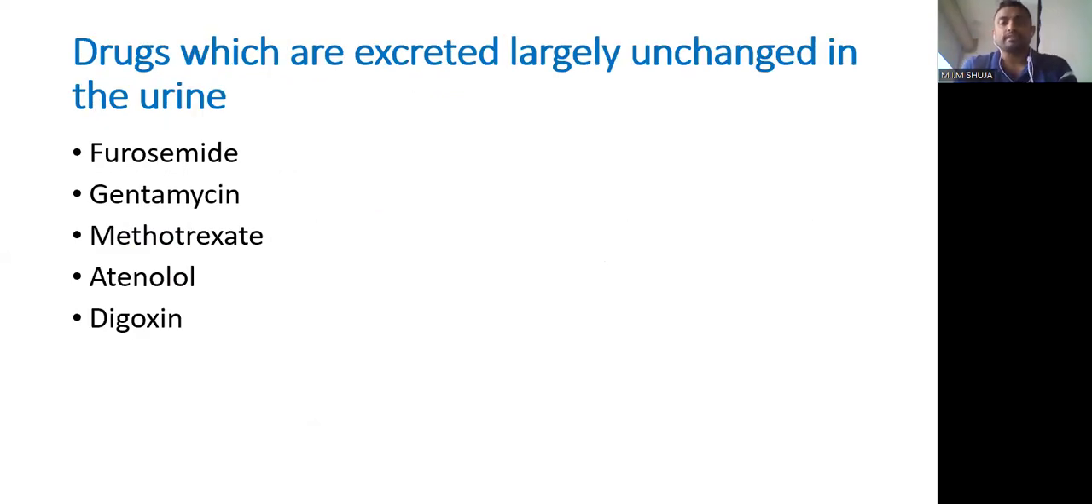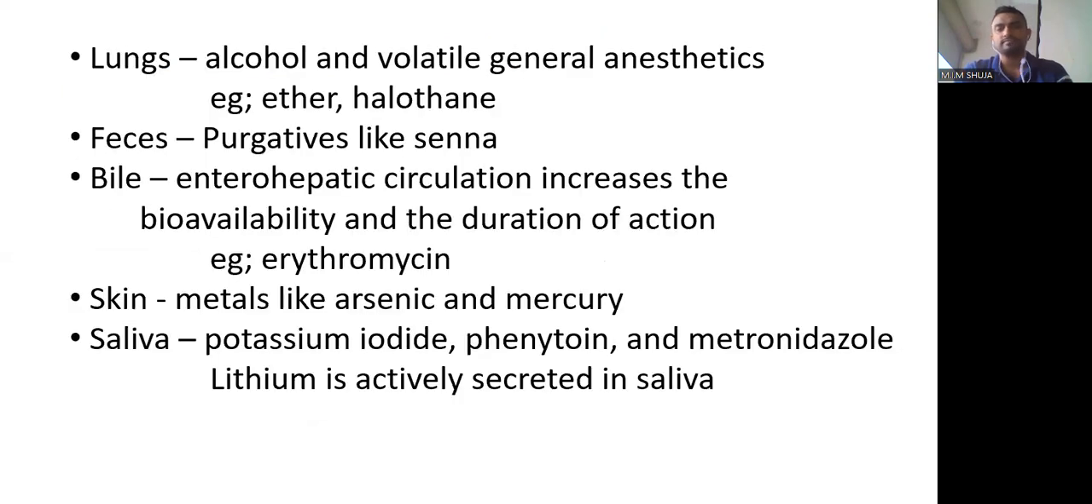So for drugs which are excreted largely unchanged in the urine, you have to remember examples like furosemide, gentamicin, and so on. There are other places where excretion happens: lung, feces, bile, skin, and saliva, and know the examples.